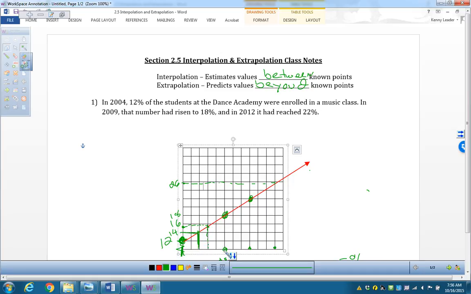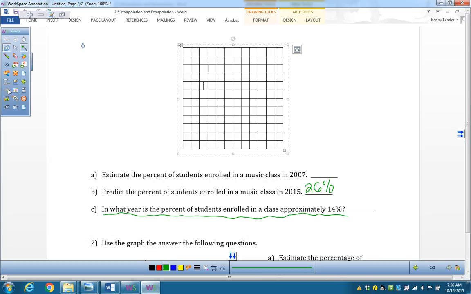If this was 2009, 2008, 2007, 2006, right? Get that? Easy enough. You've probably done this before, but maybe you didn't call it extrapolation. So that'd be about 2006.